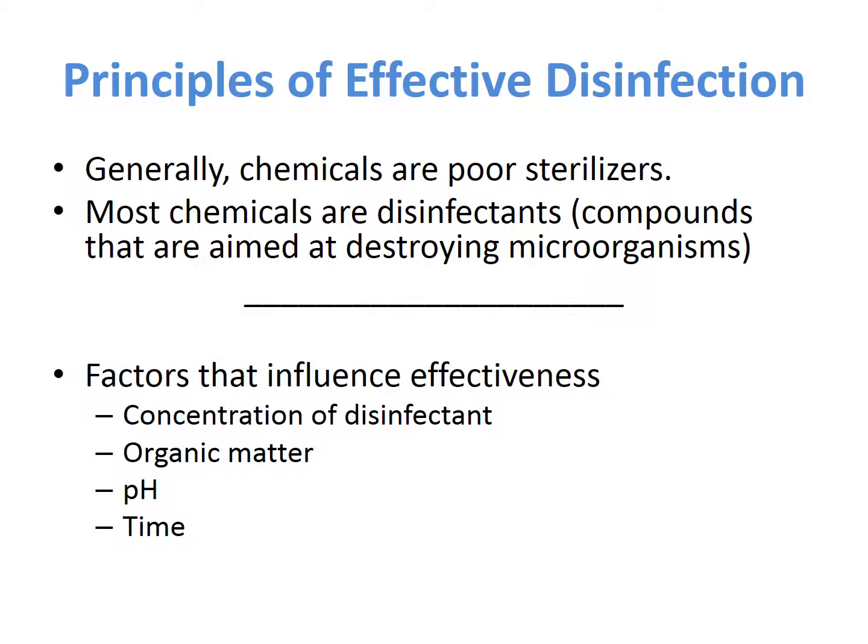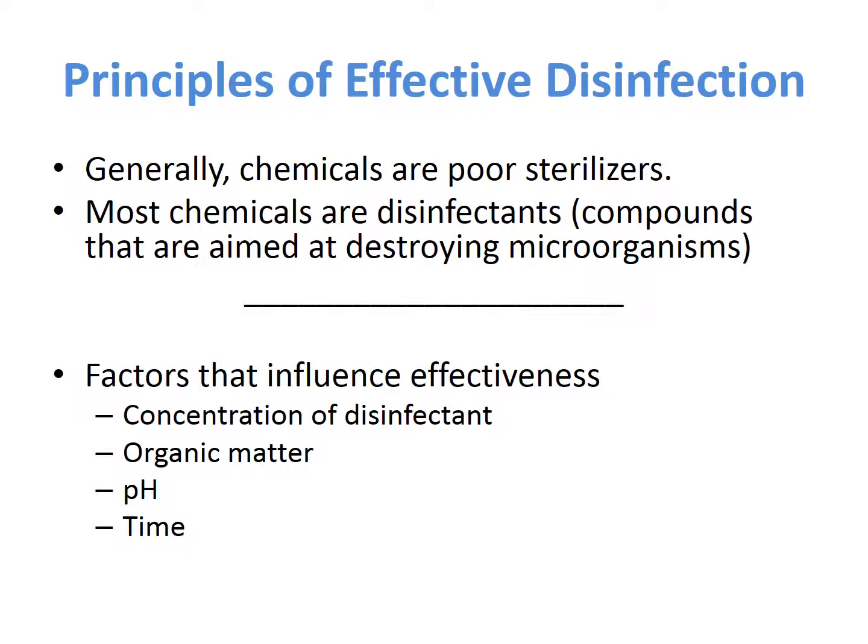In this video, we want to consider the principles that govern the effectiveness of disinfections, and we also want to consider our first grouping of chemical disinfectants and antiseptics. Generally, chemicals are poor sterilizers. They are not terribly efficient at killing endospores. Some of them don't do a good job of killing viruses that are non-enveloped.